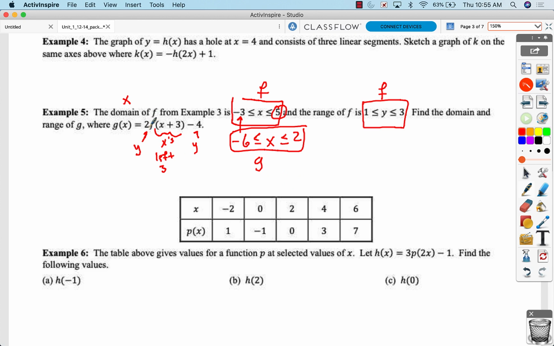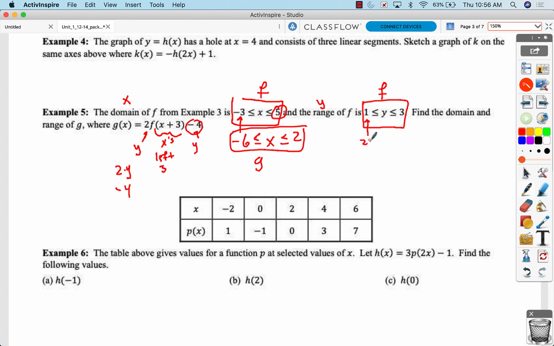Now, what's the transformation to the y's? Always do the times first. So that's 2 times the y, and then minus 4 for the y. So it's 2 times the y, and then take away 4. That's the transformation. Okay? So here's your y's, because it's the range. The range is your y's.